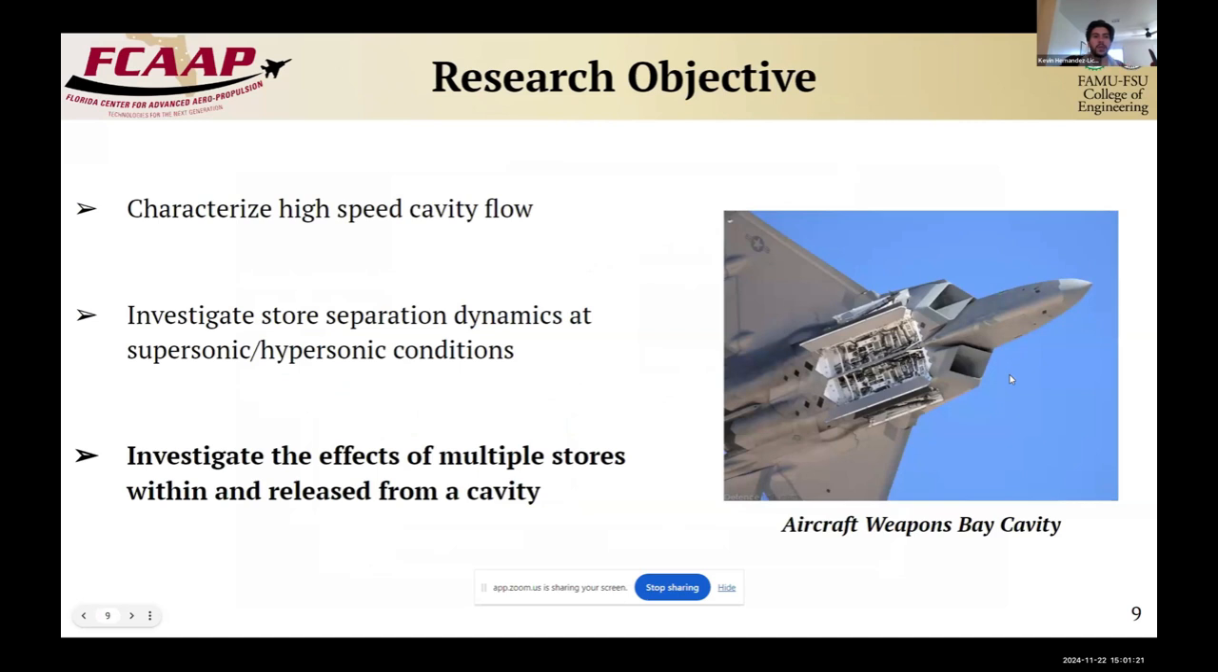So now for the overall research objectives surrounding this problem. Firstly, we want to characterize the high-speed cavity flow, understand it as best as we can, and do that using different techniques, qualitative and quantitative. Then investigate the store separation dynamics at subsonic, supersonic, and hypersonic conditions, and understand that as best as we can. And finally, which is my research angle, investigating the effect of multiple stores releasing from within the cavity.